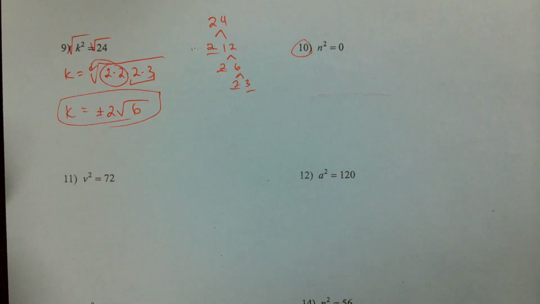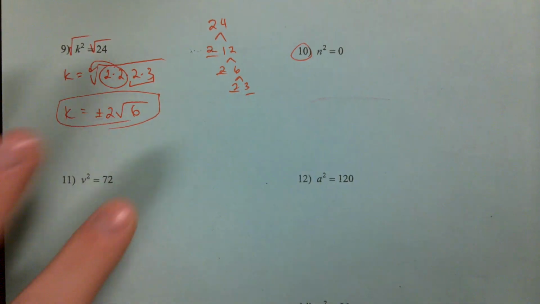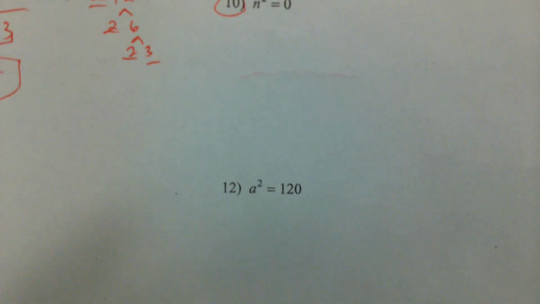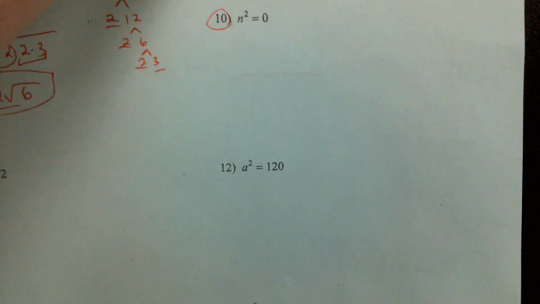Let's see, I'll just pick one. We'll do... Cool. That was the one I was looking at, 13. So let's start out with number 10. I got n squared equals 0.